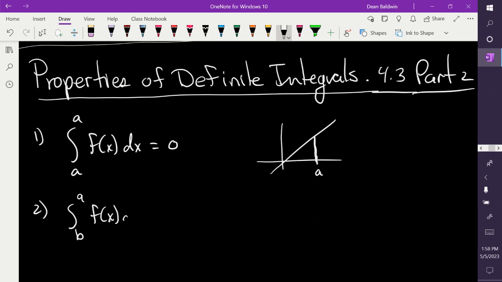So I've reversed the upper and lower bounds here. The lower bound, the number on the bottom, should be smaller than the number up top. So if I want to flip them, you can literally flip them, but you have to write a negative sign in front. Okay? So you can flip the bounds as long as you throw a negative in front of the integral.